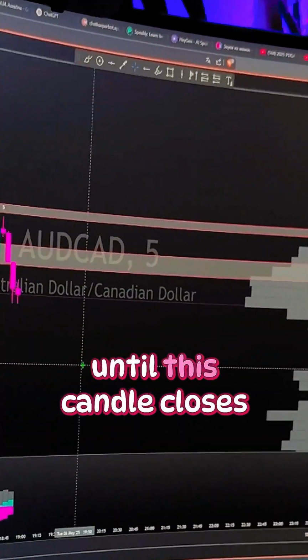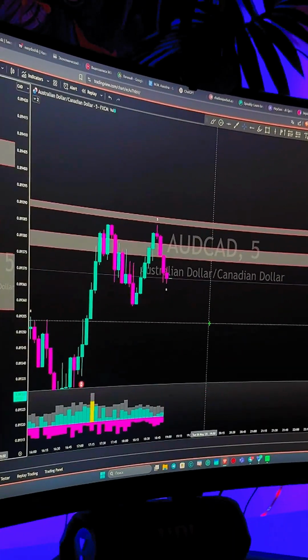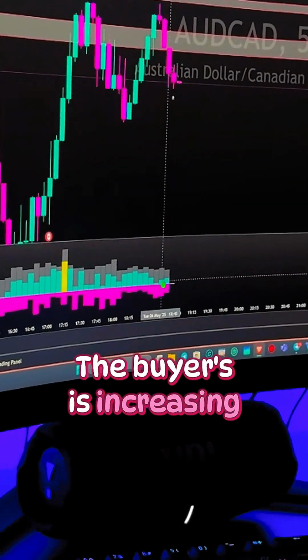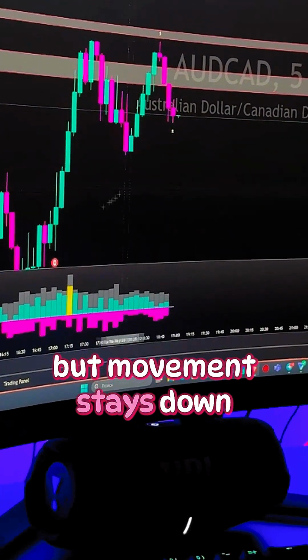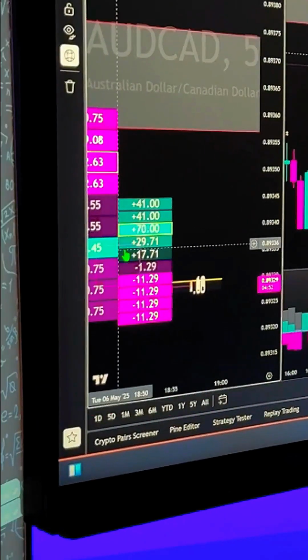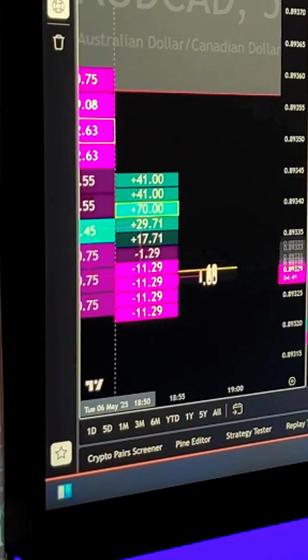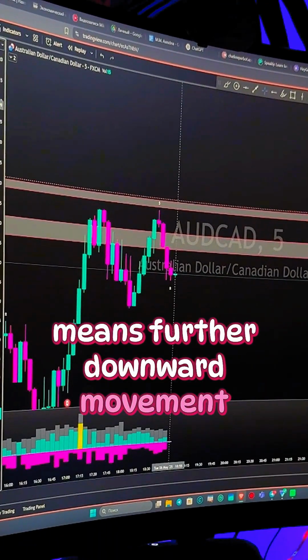Okay, 5 seconds left until this candle closes. Still, I don't know what to do. The seller's volume is dropping, the buyer's is increasing for the second candle in a row, but movement stays down. It's interesting that after buyers, we close lower and there's no loss of strength. So for me, this means further downward movement right now.